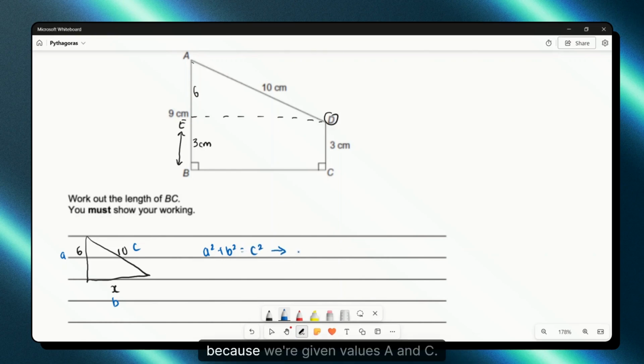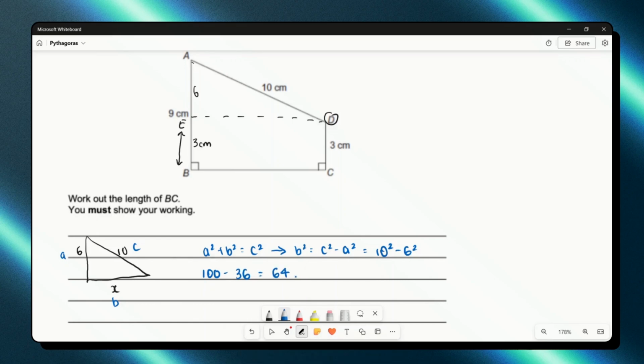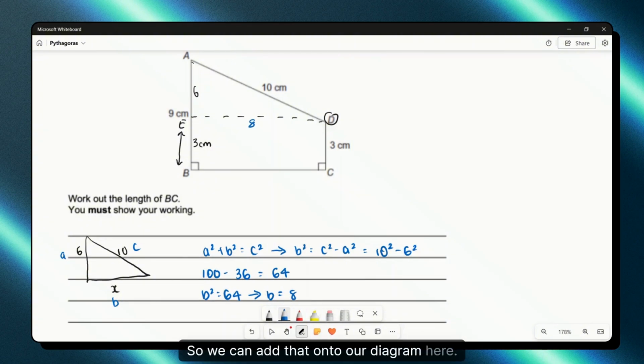Rearranging for B, because we're given values A and C, so B squared is equal to C squared minus A squared, which is 10 squared minus 6 squared. So we know that 10 squared is 100, 6 squared is 36, subtracting the 2 is 64. So B squared is equal to 64, therefore B is equal to 8, as 8 is the square root of 64. So we can add that onto our diagram here. So now we have ED is 8.